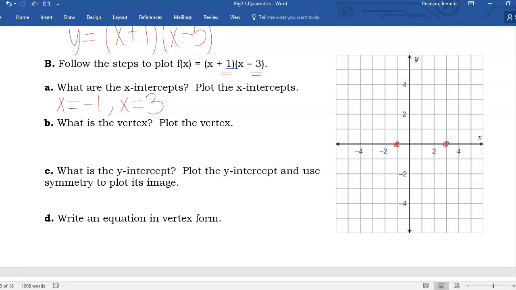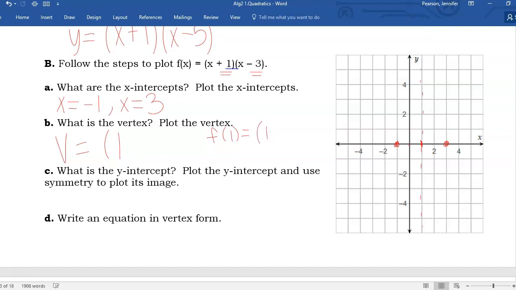What is the vertex? Now, given that I have symmetry, I know 1, 2, 3, 4, 1, 2, that this is going to be the middle because it's got to be 2 to the one x-intercept, 2 to the other x-intercept. So I know that the x-coordinate of my vertex has to be +1 because that's going to be right in the middle of my 2 x-intercepts. So I'm going to evaluate my function at 1 to figure out what the y-coordinate would be.